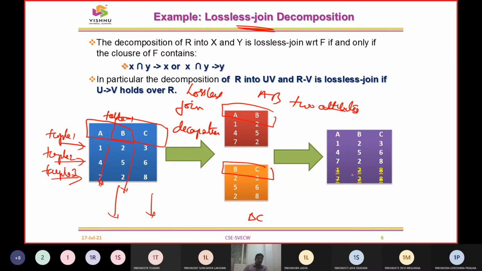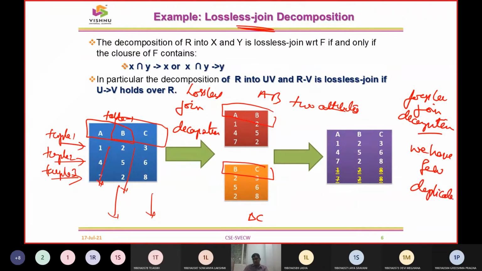Now, what happens when we go for lossless join decomposition? We are going to have some duplicates. Where are these duplicates? I can say 1, 2, 2, 2, 3, relation 1. Then I can say 4, 5, 6, relation 2. Then I can say 7, 2, 6. Okay, we got this in T.